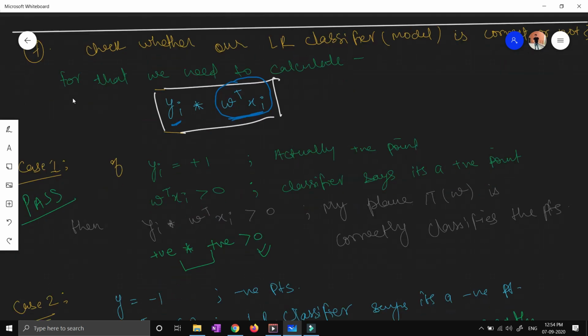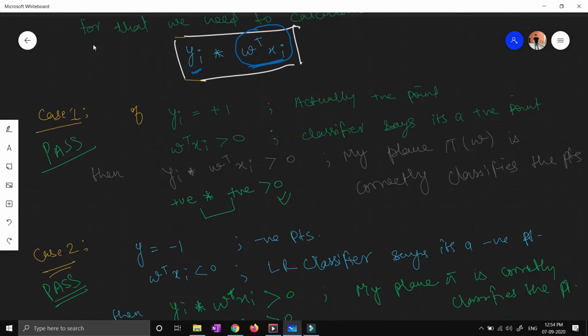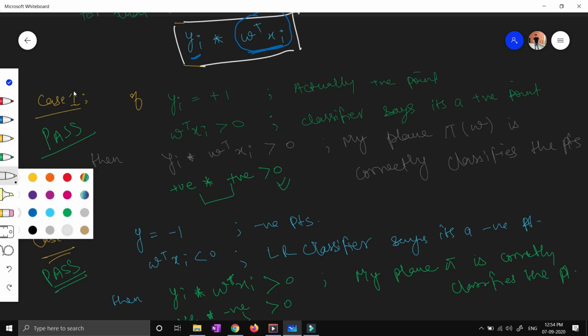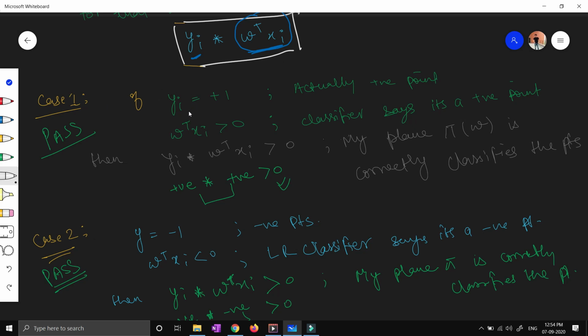Now we have 4 different cases to check whether my logistic regression classifier is correct or not. By calculating this particular term, we will be able to see that. So you can see over here that this is my case 1 where my actual yi is positive, for any review xi.